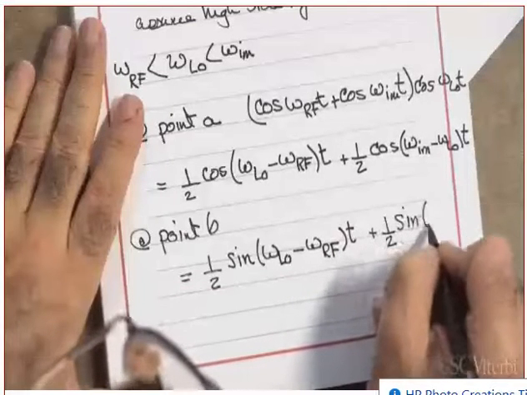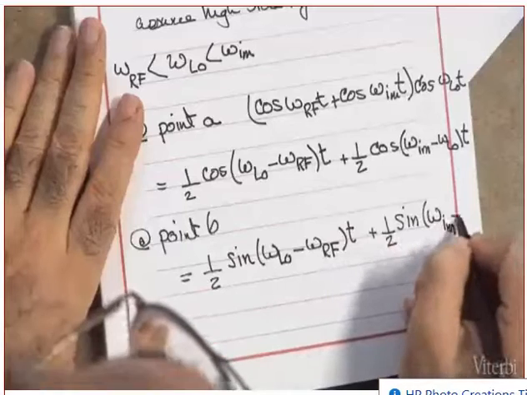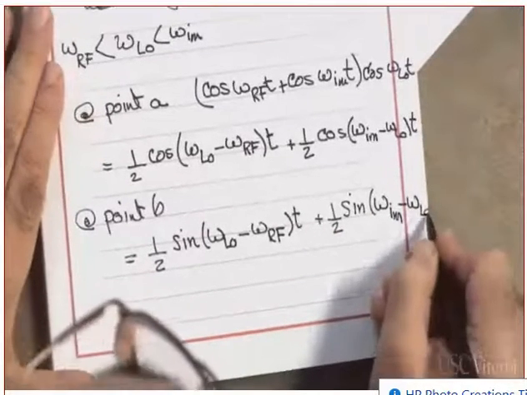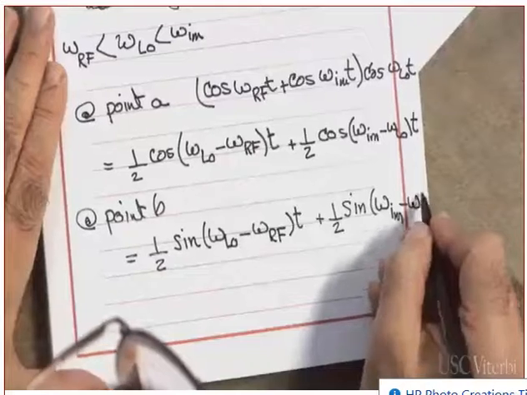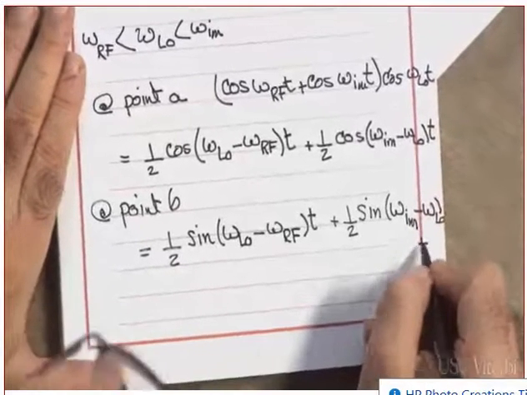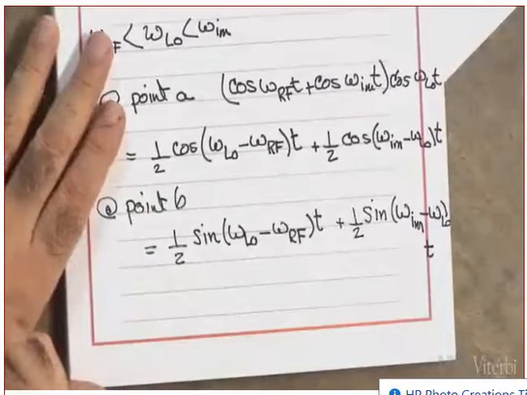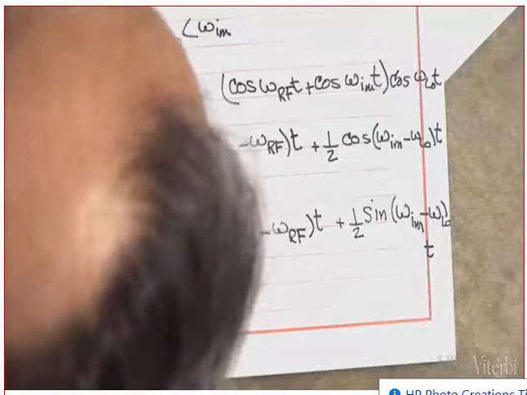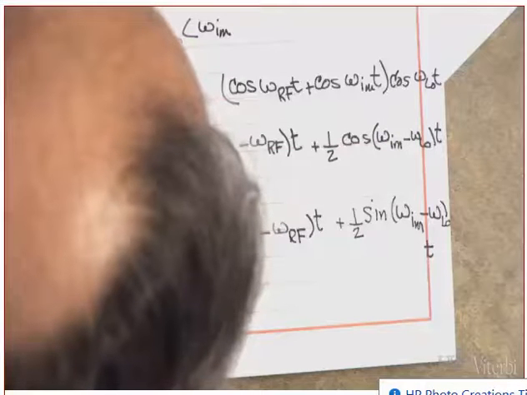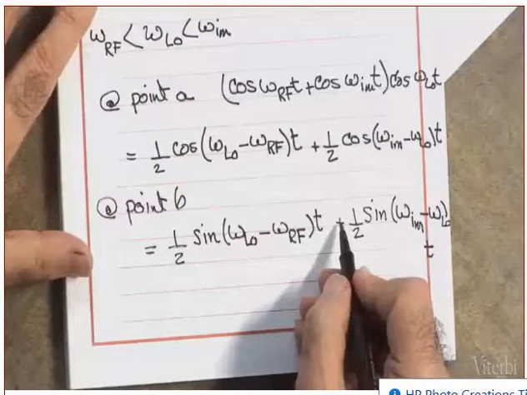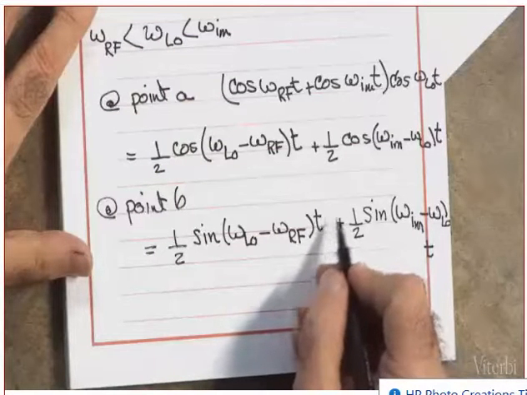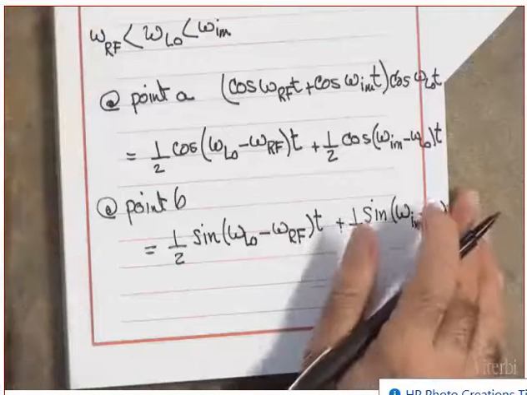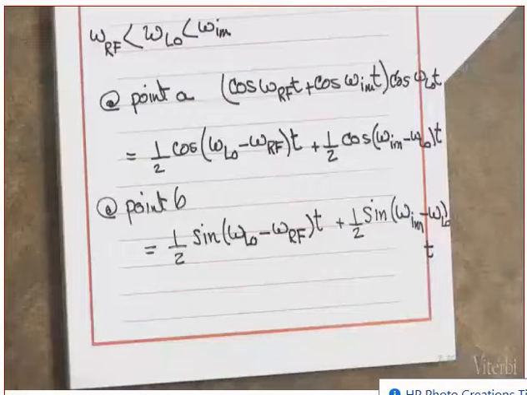Plus sine omega IM minus omega LO t. Did I make a mistake? Is this minus or is this plus? Can you check the trigonometry? What is it? Sine? Is it minus or is it a plus?